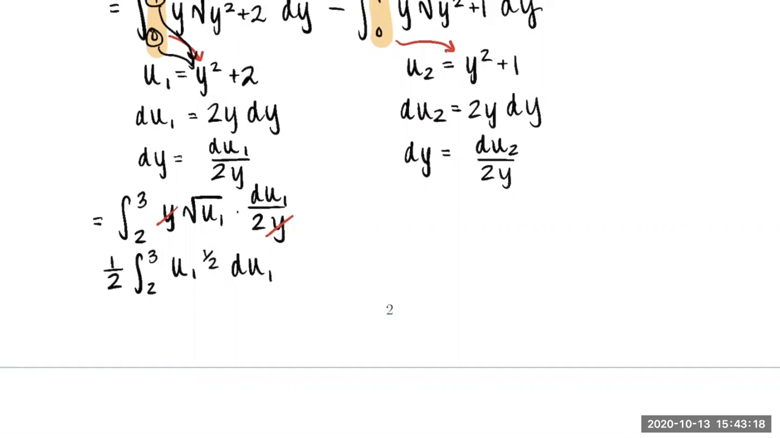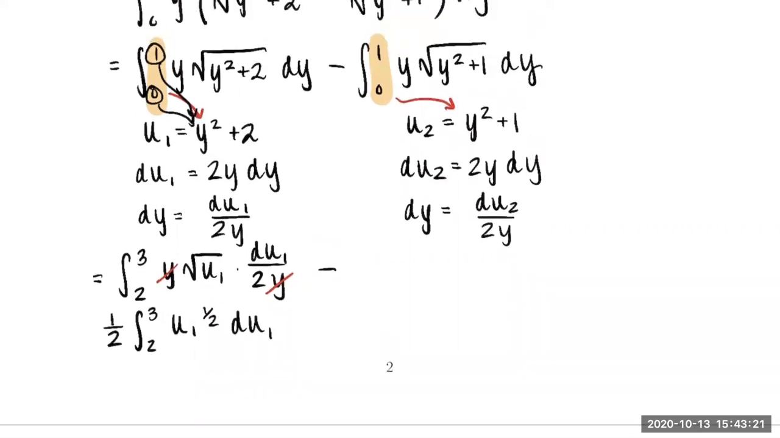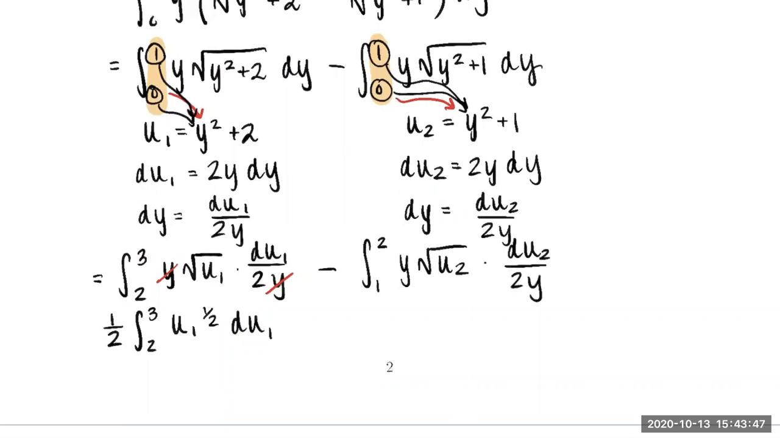All right, and then let's also come back to our other integral up here. So very similar, I'm going to plug 0 in for y. u2 becomes 0 squared plus 1, which is 1, and plug in 1 as well. So u2 becomes 1 squared plus 1, which is 2, and now I have a y square root of u2, and this is times du2 over 2y. So again, just as in the previous integral, our y's cancel. We can factor that 1/2 out front, and we can rewrite our radical as a 1/2 exponent.